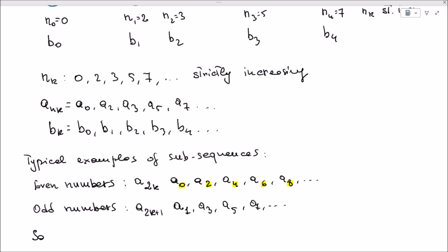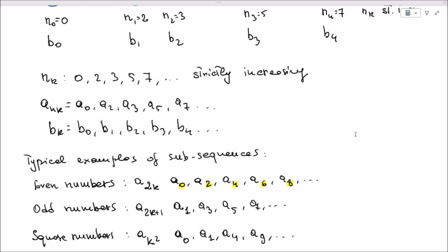Or square numbers, that means a_{k^2}. So we start with a0, then we have a1, then we have a4, then we have a9, and so on and so forth. So these are just examples of subsequences taken from the original sequence.